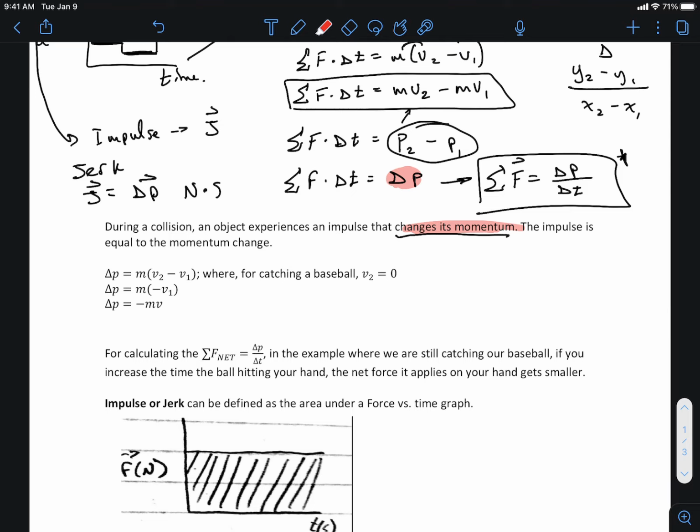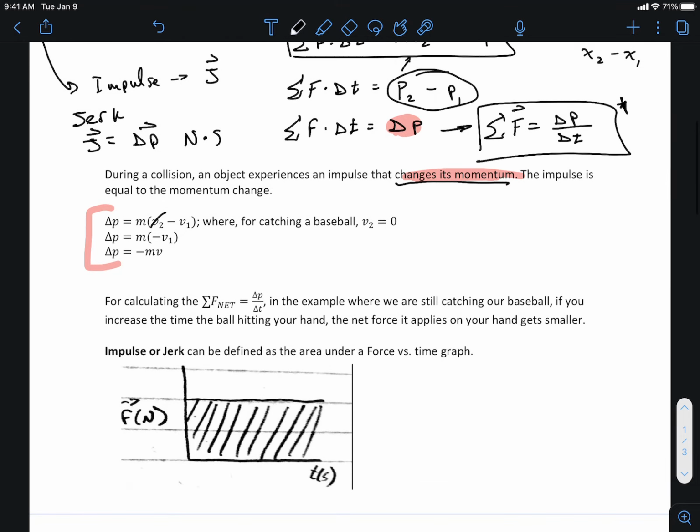And you can see there that for catching a baseball, the second velocity, once you've caught the ball, is 0. But we're still going to subtract off the initial velocity, which ends up producing a negative impulse. That's what this is saying here. v2 is going to be 0, and so you end up getting a negative impulse.